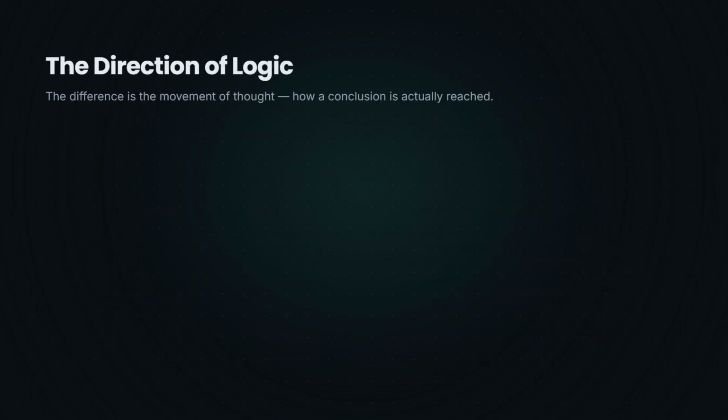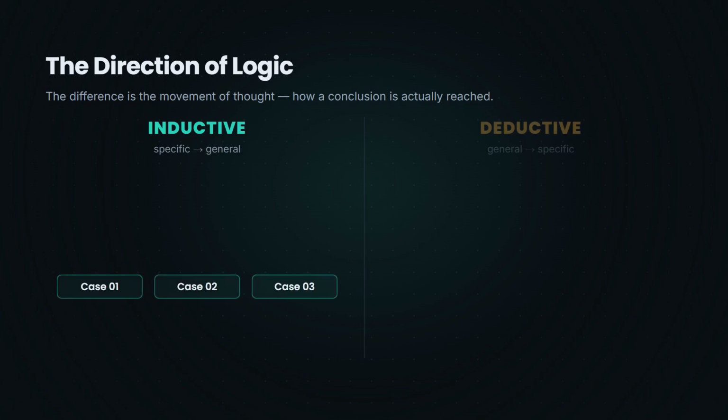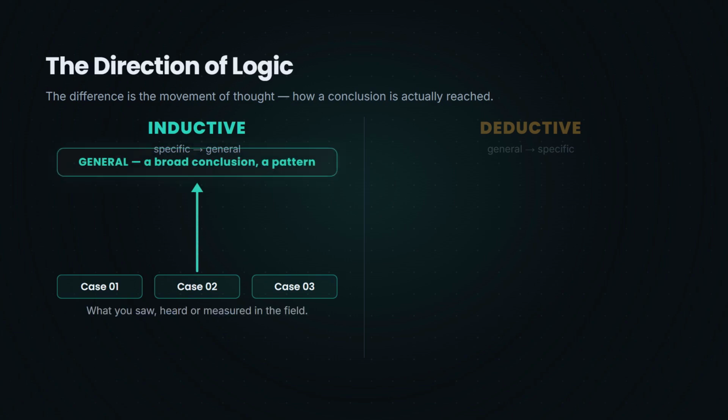There are two ways to reason: inductive versus deductive. Inductive reasoning moves from specific observation to a broader conclusion. You start with what you saw, heard, or measured at the field, and then you generalize that pattern. This gives you probability, not certainty.